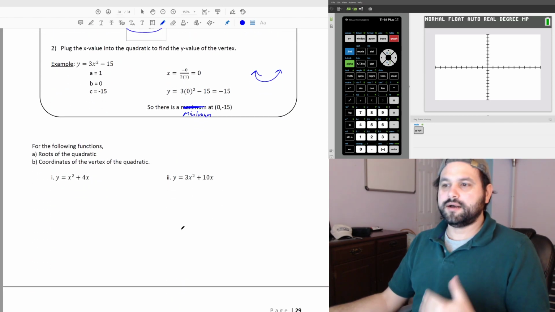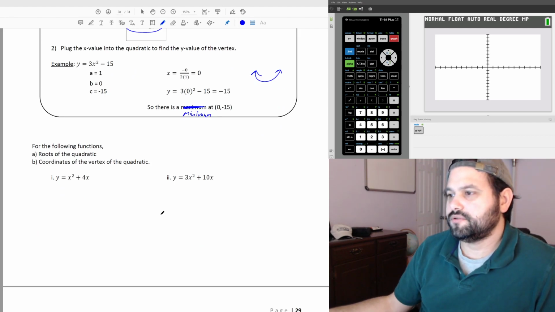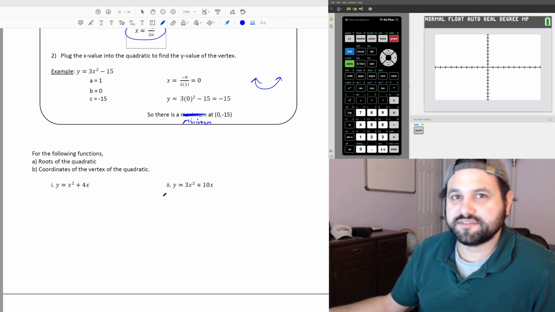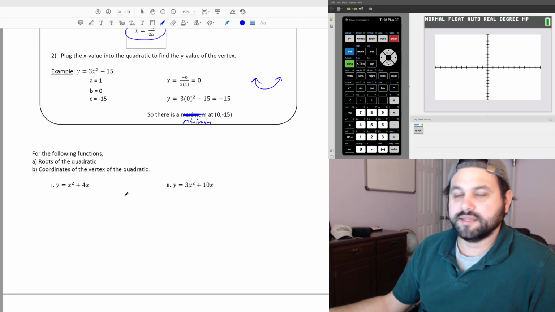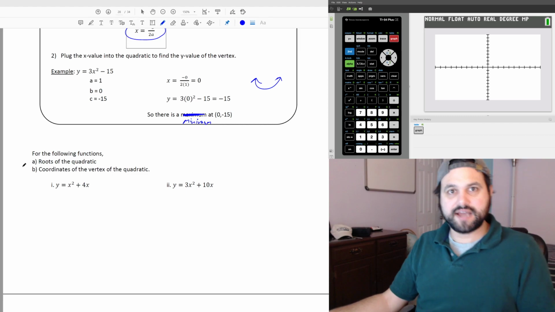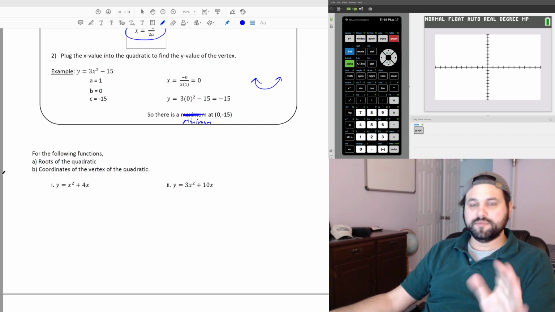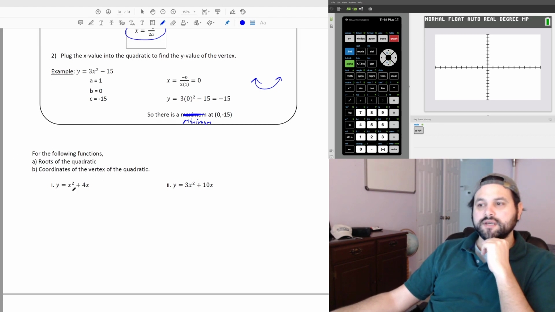So let's take a look at how to do this. I'll maybe use a couple different methods here, but primarily I like to factor, because I think it's one of the skills that we really have to master here, and so that's why I like to use it as often as I can. So for part A, when I find the roots, I'm probably going to factor. If it's not factorable, that's when I'm going to use a different method. And then we're going to find the coordinates of the vertex as well.